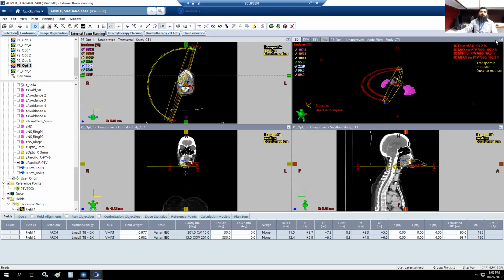So what we do after the physician's approval, we send these plans to the portal dosimetry image verification, where these plans are run, and we have the portal dosimetry image before the patient treatment.